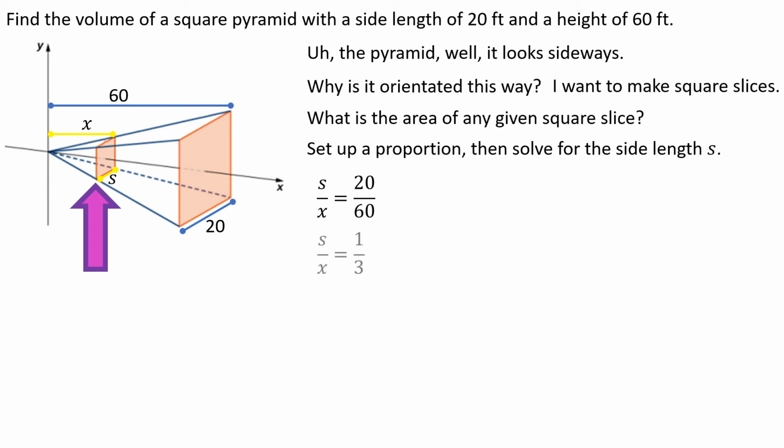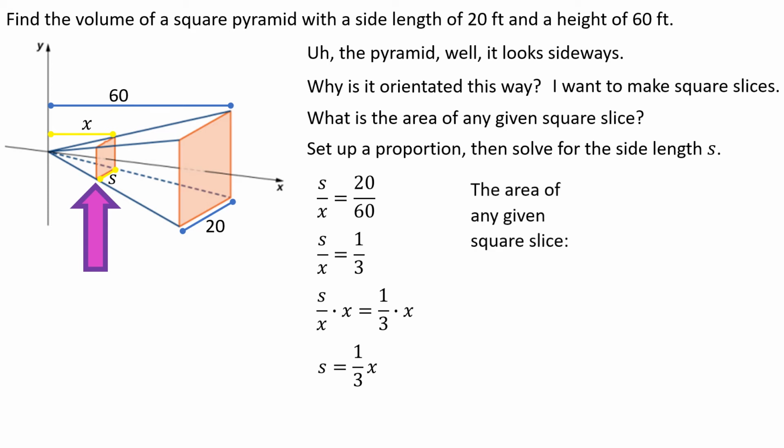Let's multiply both sides by X. Oh, nope, before I do that, I reduce. 20 over 60 reduces to 1/3. Multiply both sides by X. So the area of any one of those, not the area, I'm sorry, the side length S, it must be a long Monday morning or something. The side length S is going to be 1/3 times X.